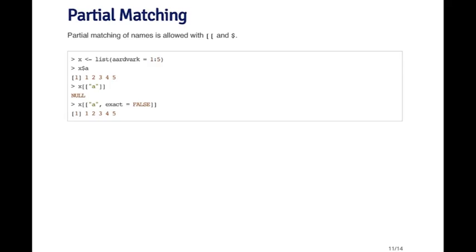But there's a second argument that you can pass to the double bracket operator, which is the exact argument. If you specify exact equals false, and then I pass it X double bracket A, it gives me the sequence 1 through 5, because that's the one that matches the letter A the closest.